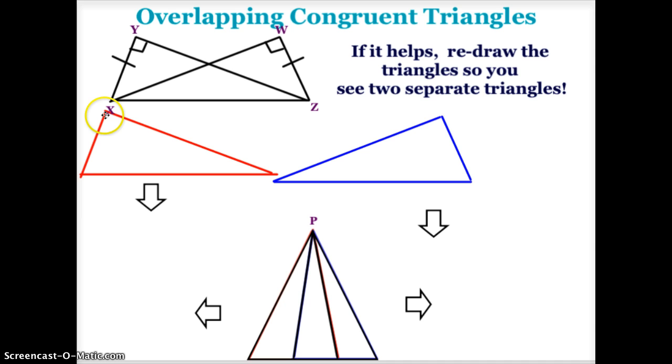Notice that this angle right here and this angle right here were congruent because they're both right angles. This short side and this short side were congruent as in given. And now because this hypotenuse and this hypotenuse are actually the same side in the original picture, by hypotenuse leg, you can say that those two triangles will be congruent.